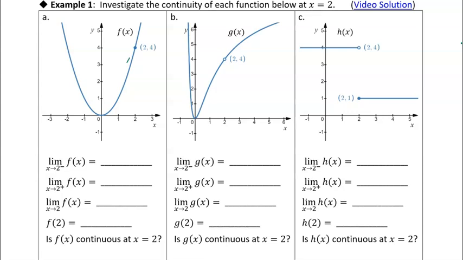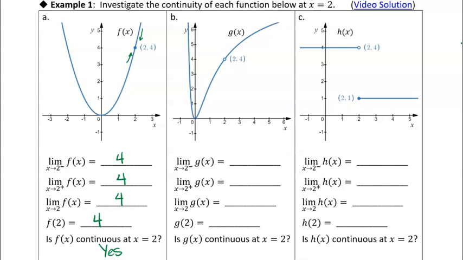If we approach from the left, it looks like the value is approaching 4. If we approach from the right, it looks like it's also approaching 4, which means that the left and right limits are the same, so the limit as x approaches 2 goes to 4. This function is also defined at x equals 2, and the value is 4. So is this function continuous at 2? Yes, this function is continuous at 2. It meets all the criteria for continuity.